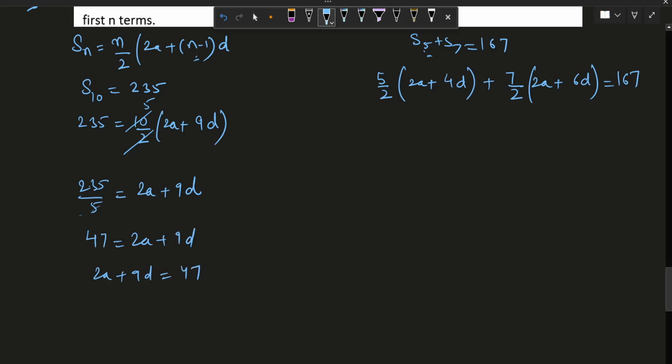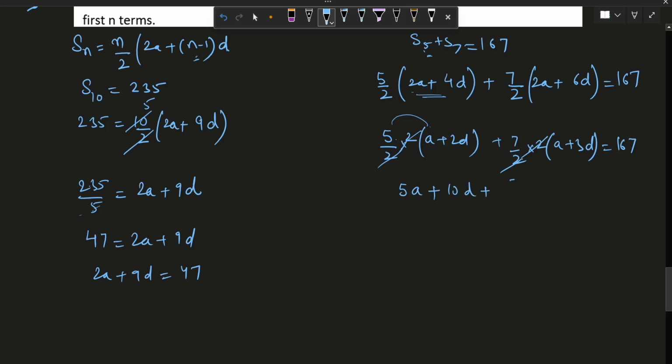Here, what will I do? I can take 2 common from here. So it will be 5 by 2 into 2a plus 2d. Cancel this 2. From here also take 2 common. It's a plus 3d, 67. So 2 cancels. Bring this 5 inside. 5a, 5 into 2, 10d. Same way here, 7a, 7 into 3, 21d is 67. Like terms add. 5a plus 7a, 12a. 10 plus 21, 31d is 67. These are the two equations you have. Equation number 1, equation number 2.